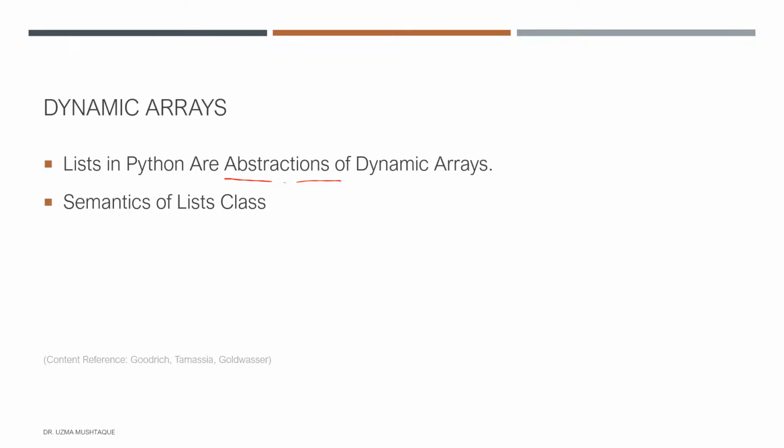Now, we understand how lists work in Python, but we need to understand the semantics of this list class in Python. Or, to put it in easier terms, we need to understand the logic behind how lists work in Python. If we are able to understand that, we can understand dynamic arrays in general.